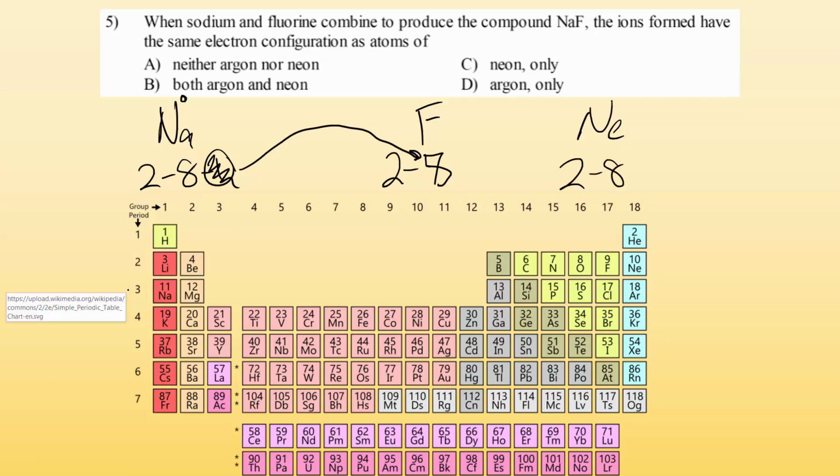Right? If we take a look, hey, this sodium right here is losing 1 electron, so it becomes neon. This fluorine right here is gaining 1, so it's becoming the same configuration as neon. So, yeah, choice C. I didn't circle it, but there you go.